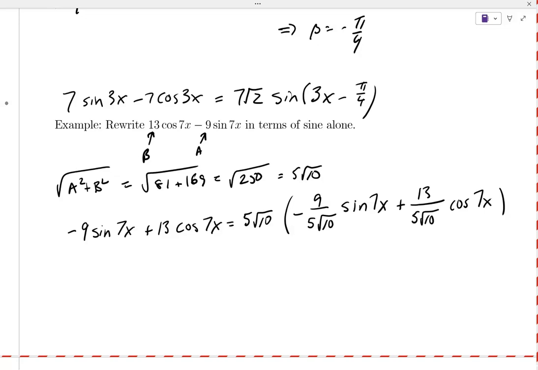All right. So again, remember, the first number here that's attached to the sine is your cosine of beta. The one that's attached to the cosine is your sine of beta. Cosine is negative, sine is positive. What quadrant are we looking in? Second, right?